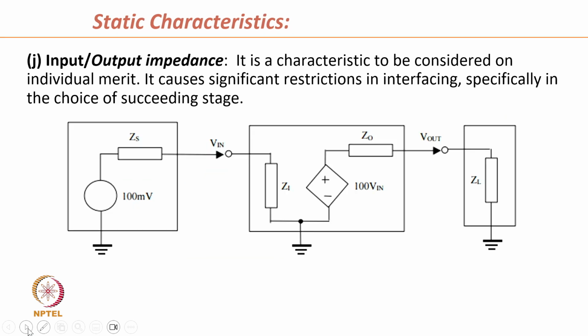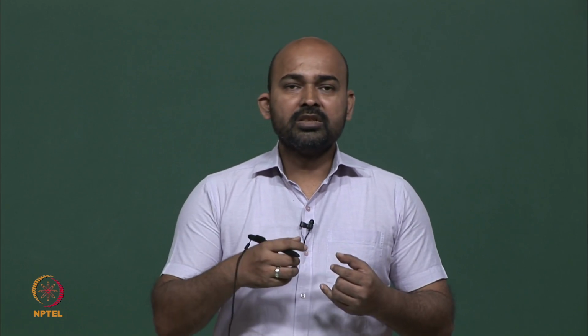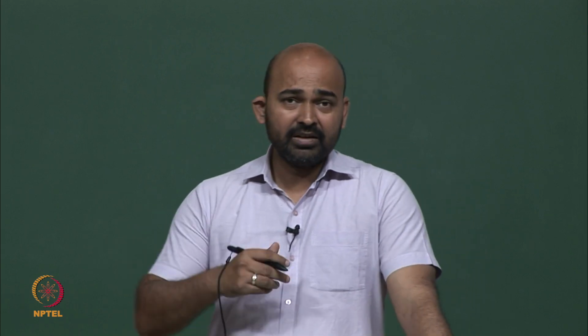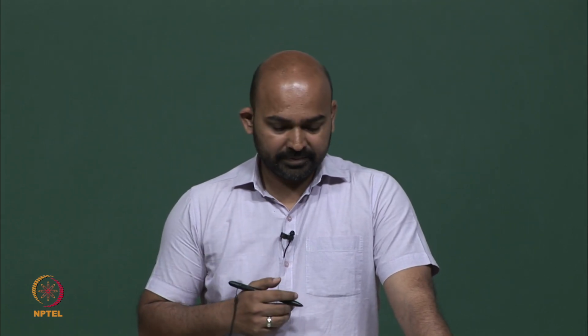Next parameter is the impedance. The input and output impedance of a sensor or a transducer is a characteristic which needs to be considered when we start connecting more than one system in cascade. Let us say we have one system and we want to connect it to another system. At that time we need to take care of how much the input impedance and output impedance of these systems are, and these cause significant restrictions in interfacing these blocks.